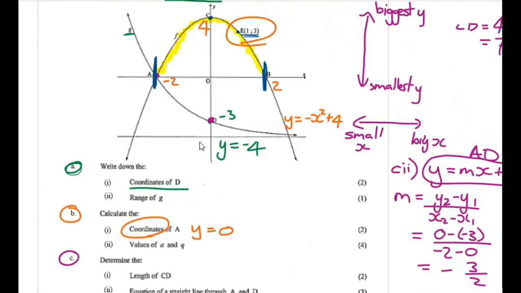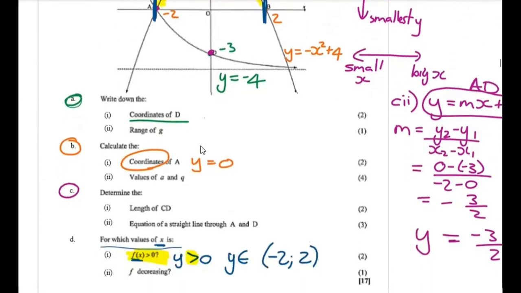Is there anybody who's a little bit confused or has a question about this one, where they said where f of x is greater than 0, and then my answer lands up being y, and I've said y, and that happens where x is an element from -2 to 2. It's okay to have questions on it.